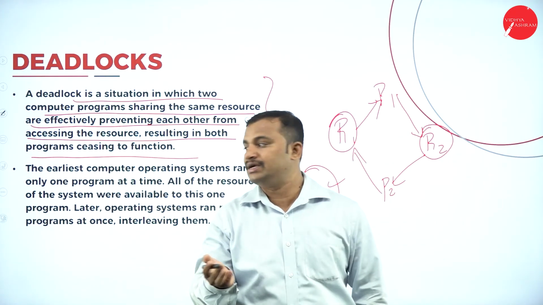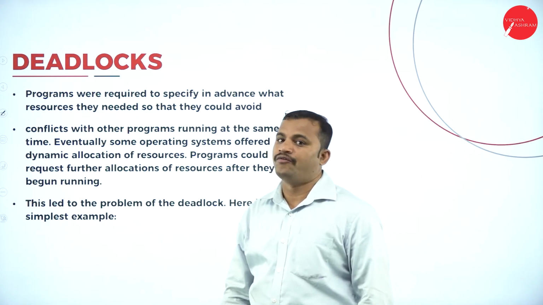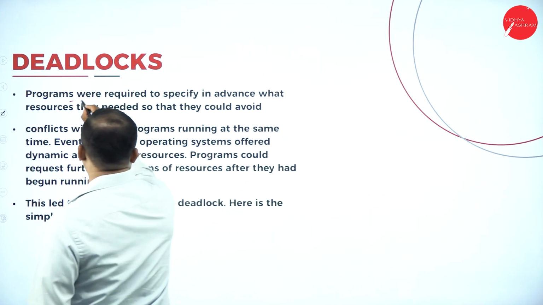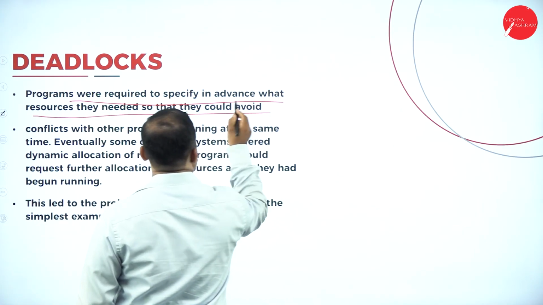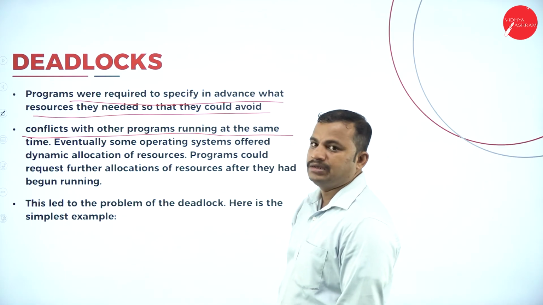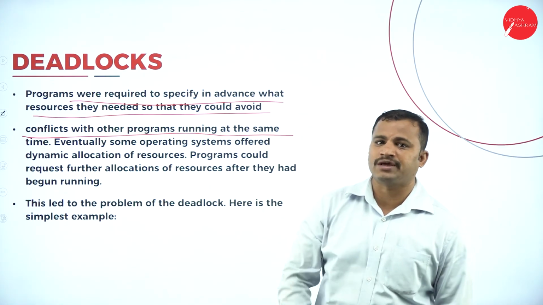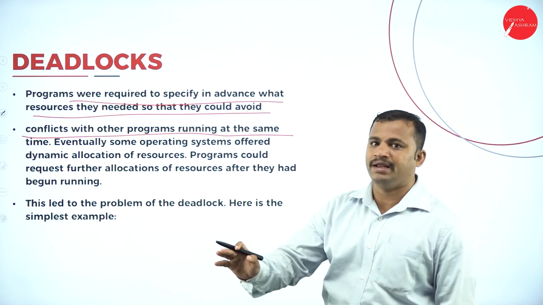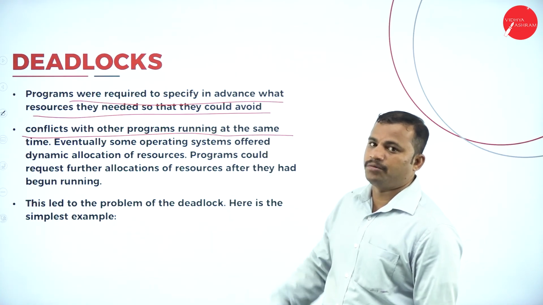In order to resolve the deadlock, we go for many deadlock prevention and deadlock avoidance algorithms. In that case, programs are required to specify in advance what resources they need so that they could avoid conflicts with other programs running at the same time. That means they have to mention in advance the resources required for execution so that there won't be any conflict and there would not be any problems of synchronization or deadlock.